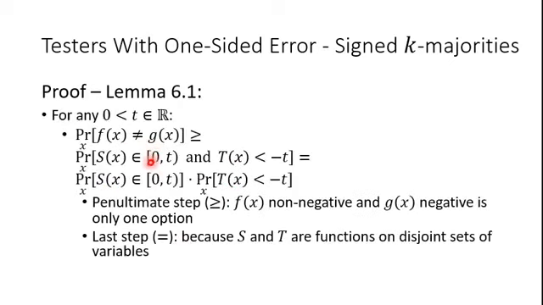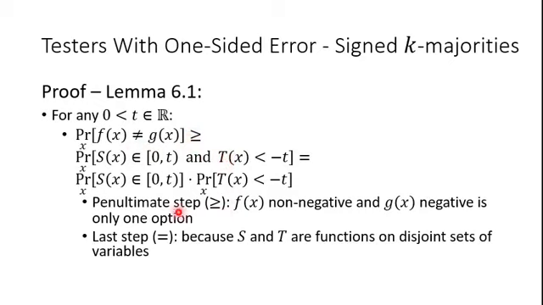So for any t larger than 0 in the reals, we have that the probability over x that f(x) is not equal to g(x), this is what we're interested in, is larger or equal to the probability of s(x) being in the interval from 0 until t non-inclusive, and t(x) less than minus t. Basically, why is this larger or equal to this?